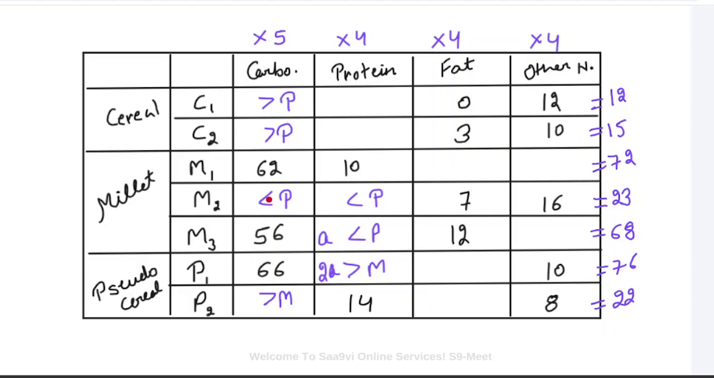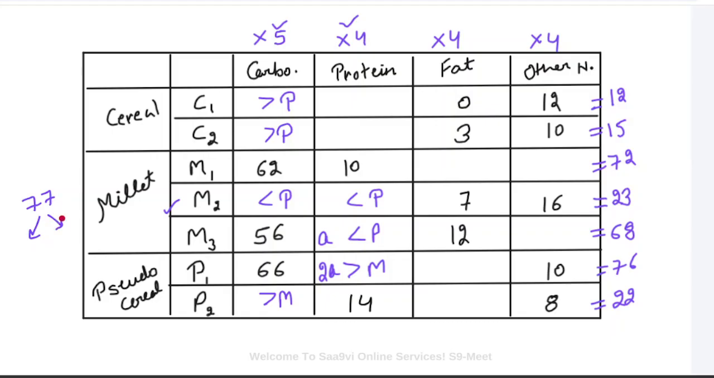Now let's start. First of all, let's start with millet 2, because this seems to be an easy one to me, because here we can say this has to be less than P. That means this has to be less than 14 at least, and this has to be less than 66. And the total we already have is 23. That means remaining is only 77. And to make 77, one is a multiple of 5, other is a multiple of 4. We have to take it in two different parts.